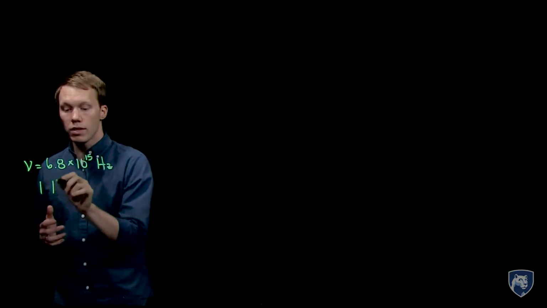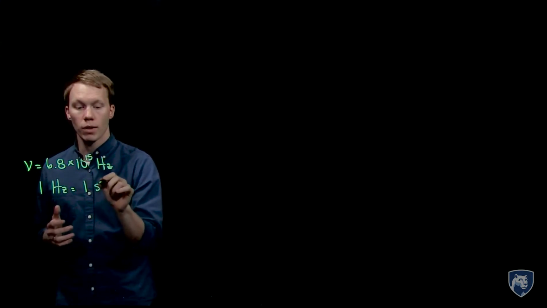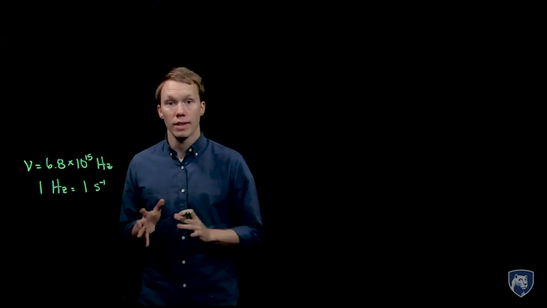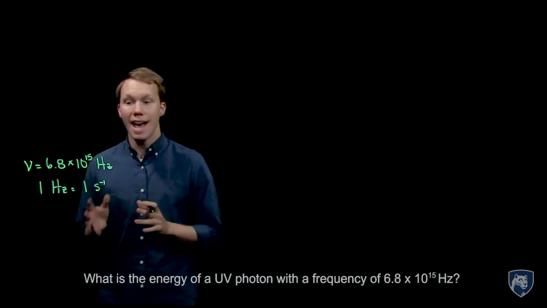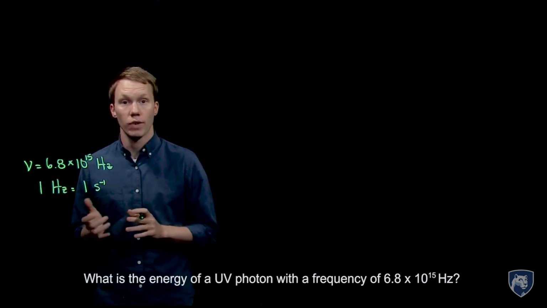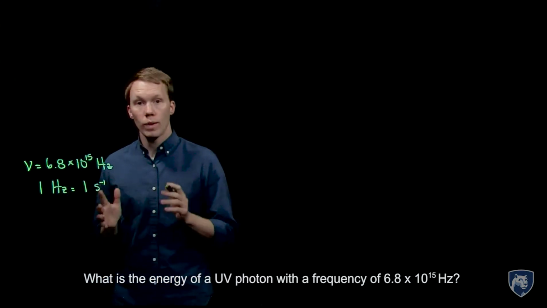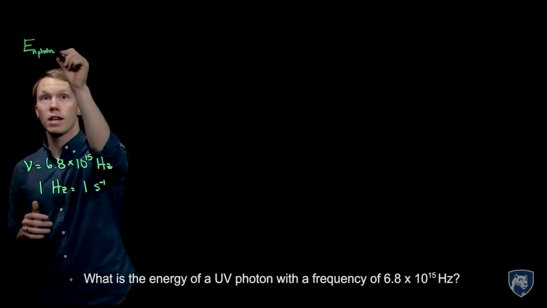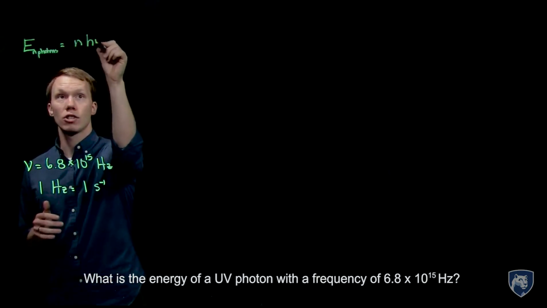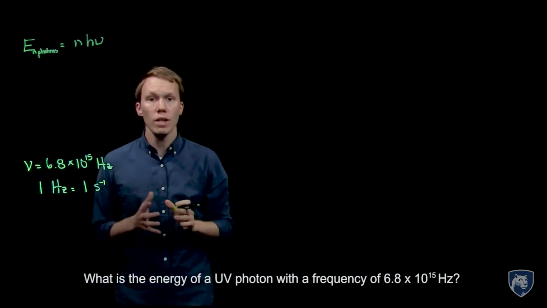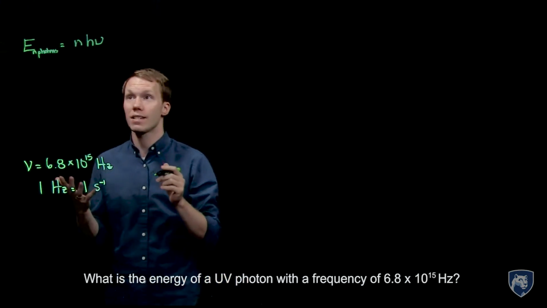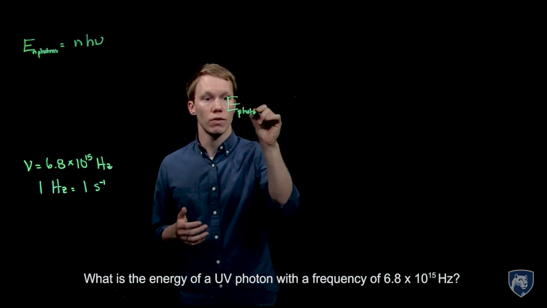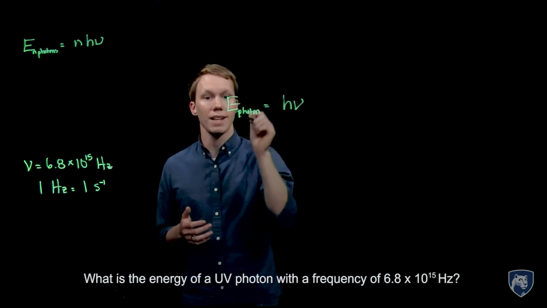Keep in mind that 1 hertz is equal to 1 reciprocal second. That'll be something we need to keep in mind when we're looking at canceling our units within the calculation. I want to know what the energy is of this particular frequency of light. So we know Planck's relationship that the energy of n photons is equal to n h nu. Okay? So if we want to know the energy of a single photon, we can take this equation and plug in and solve. So the energy of an individual photon will equal h nu because n will be equal to 1.